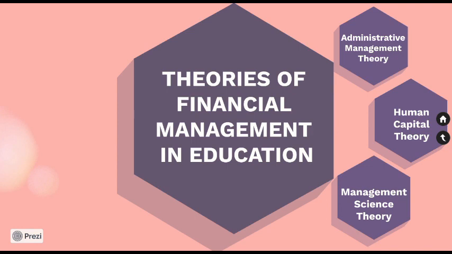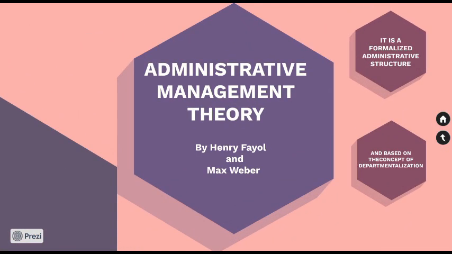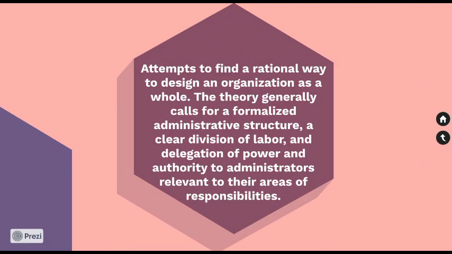First, let's talk about administrative management theory by Henry Fayol and Max Weber. This theory is a formalized administrative structure and based on the concept of departmentalization. It attempts to find a rational way to design an organization as a whole. The theory generally calls for a formalized administrative structure, a clear division of labor, and delegation of power and authority to administrators relevant to their areas of responsibilities.